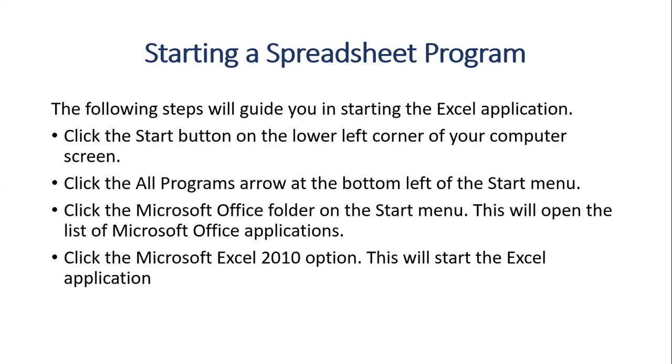Now this will open the list of Microsoft Office applications such as MS Word, MS Excel, MS Publisher, etc. So it will display all those MS applications. Now click Microsoft Excel, for example here, the Microsoft Excel 2010 option. This will start the Excel application. So that's how you can simply start a spreadsheet program by following such procedures when using Windows 7.